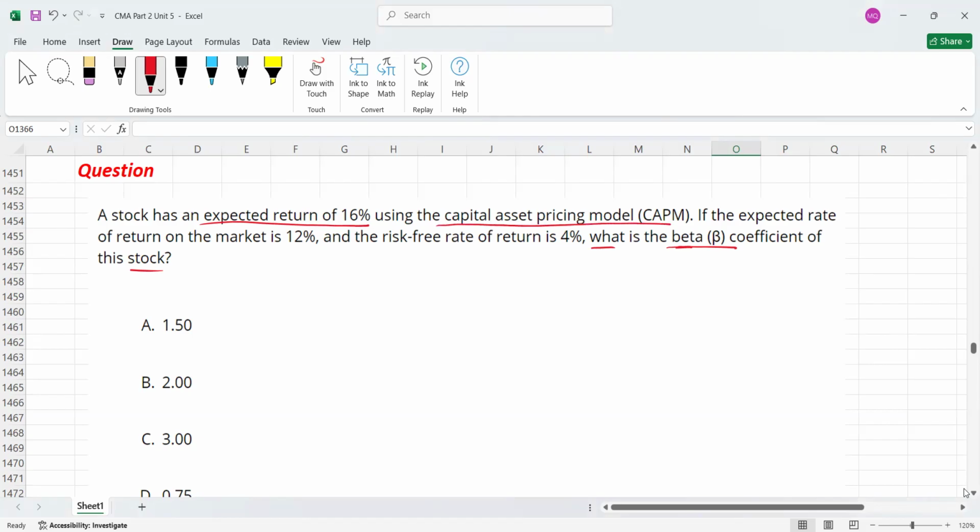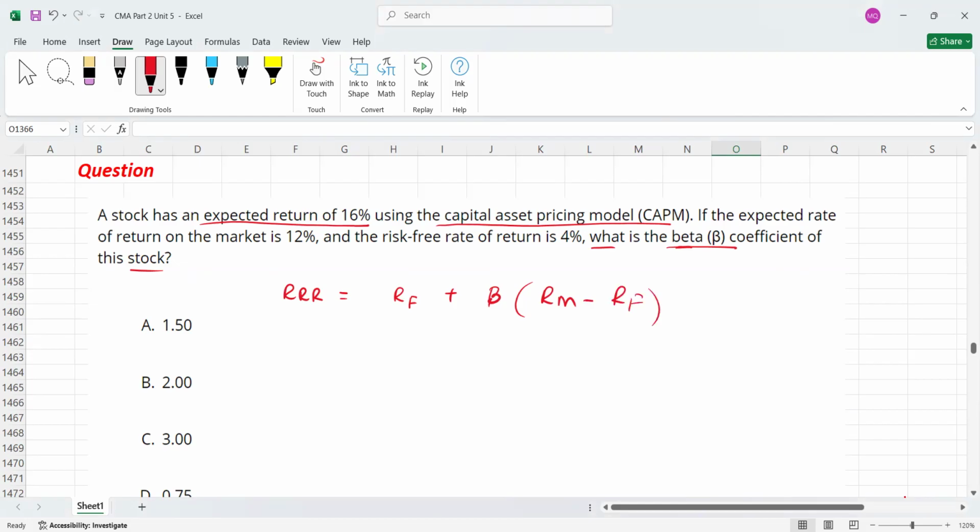CAPM equation we discussed last time, right? And for the CAPM equation, we discussed how you calculate the required rate of return for common shareholders. So what's the formula? The formula is risk-free rate of return plus beta coefficient into (RM minus RF). RM stands for return on market, minus the risk-free rate of return. So this is the formula which we will use.